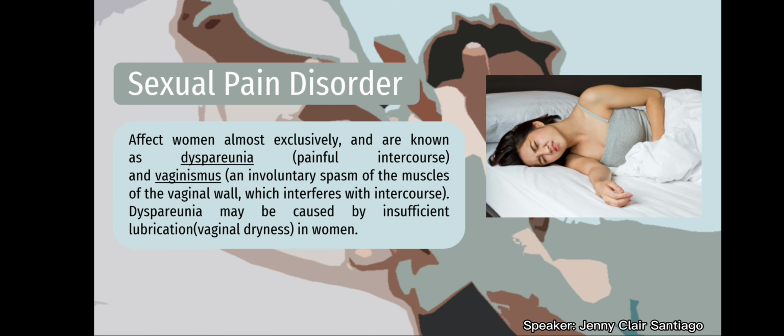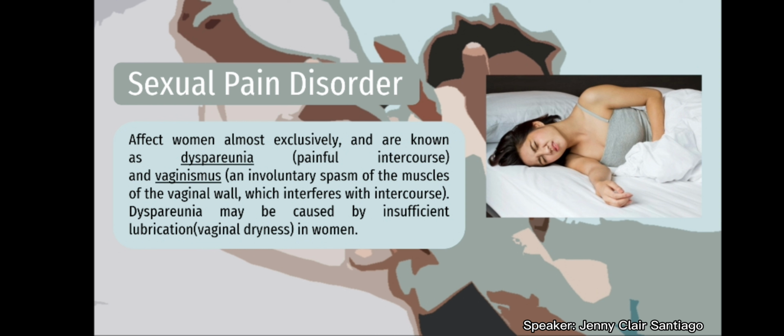Last, sexual dysfunction is sexual pain disorder. It affects women almost exclusively and is known as dyspareunia, painful intercourse, and vaginismus, an involuntary spasm of the muscles of the vaginal wall which interferes with intercourse. Dyspareunia may be caused by insufficient lubrication, vaginal dryness in women.